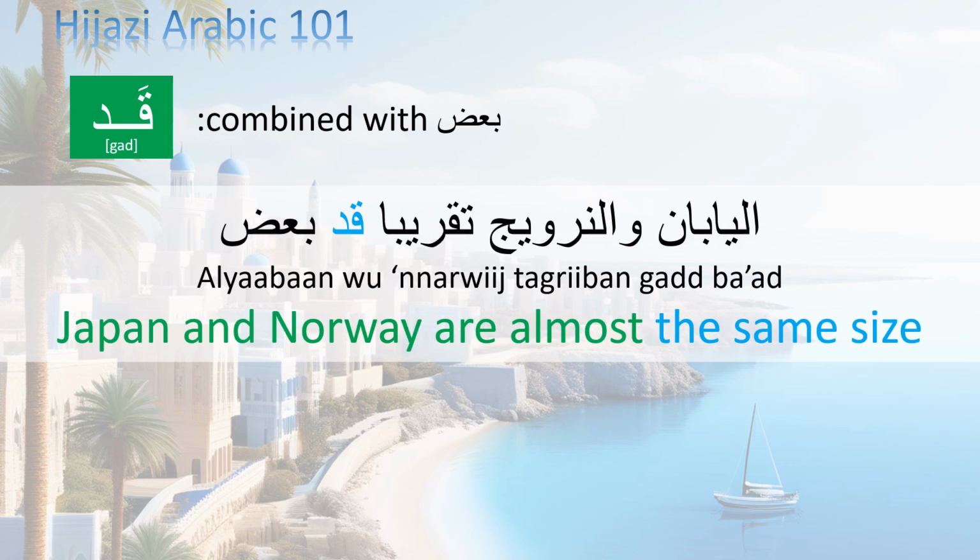اليابان والنرويج تقريبا قد بعض. Japan and Norway are almost the same size. اليابان is Japan, and Norway is Norway, and تقريبا means almost, and قد بعض is the same size.